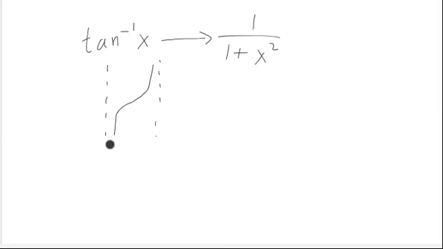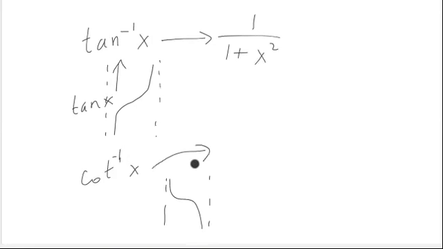And for cotangent inverse of x, its standard part, this is tangent x before you take its inverse function. For cotangent, before you take its inverse function, it actually looks like this. Again, it's a horizontal reflection of this guy. So you should expect a similar thing to happen as happened between sine inverse and cosine inverse in their derivatives.